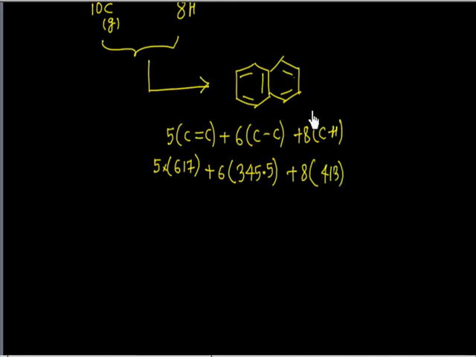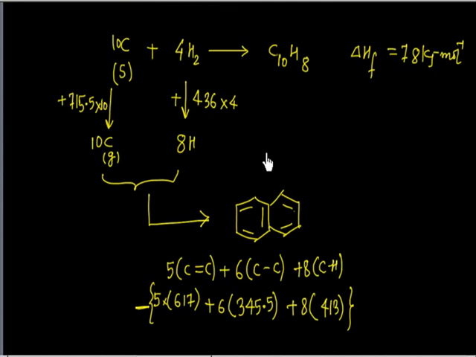Now I have this naphthalene. So this much energy is released, because this is the bond formation process. So this is the energy released, and let us put a minus sign. Now this naphthalene is in gaseous form, not in solid form.